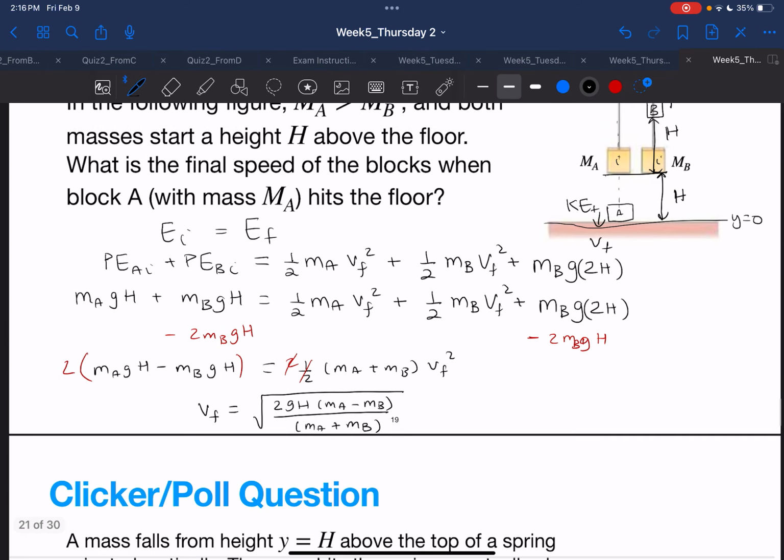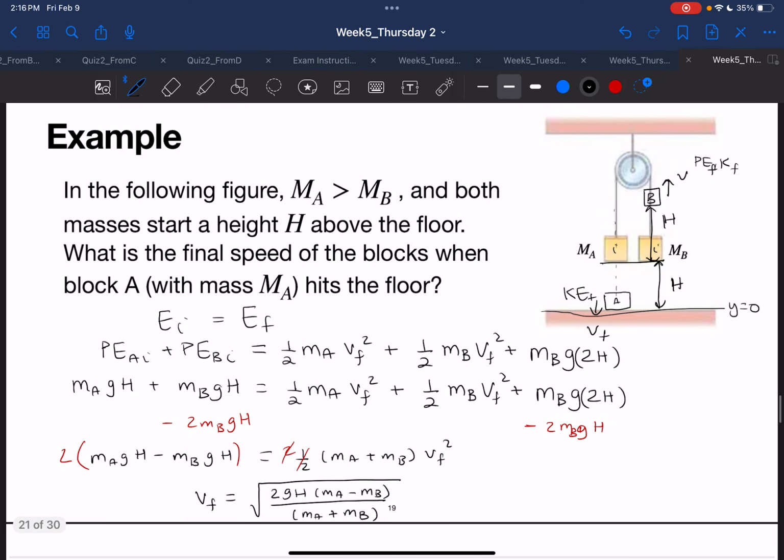Now, doing problems like this, where you are given symbols for all the masses and the height in this case, and then symbolically solving for the final velocity, is going to be more and more common. So getting used to doing algebra like this is important, so make sure you practice this on your own.